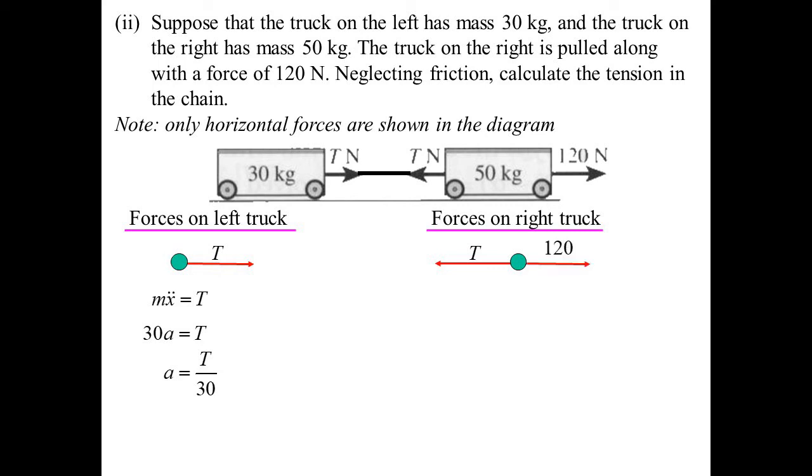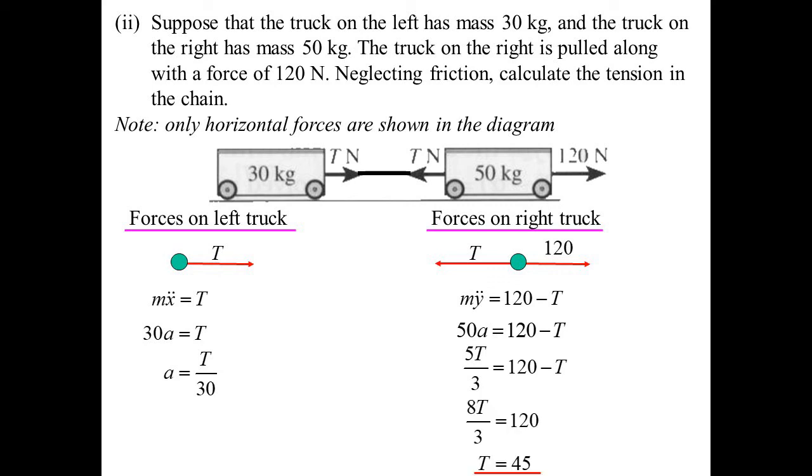Then to the right we have this force of 120 newtons. So the resultant force, I've just changed the pronumeral, I made it y double dot, is equal to 120 minus T. Its mass is 50, but its acceleration is also A. It must have the same acceleration as the other truck, because if it didn't, then that chain wouldn't be tight anymore, because one would catch up to the other or something like that. Well, we worked out A was T on 30, so sub that in and play around with it, and we can work out the tension. And there it is, 45 newtons.